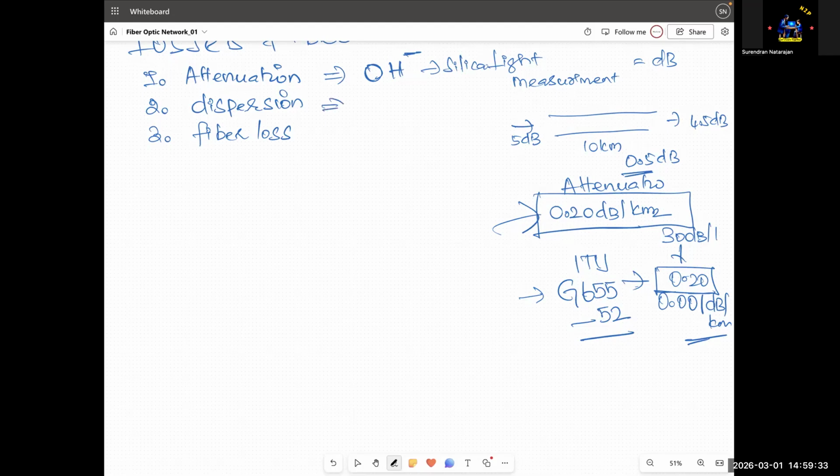Dispersion, as I said, is the spreading of the pulse, or the spreading of the width of the light. Nothing is constant, everything has its limitation. Even if you use a laser light, after traveling a long distance it slowly starts spreading. And the fiber loss, these are man-made losses. Mostly it happens with bending, micro bending and macro bending.